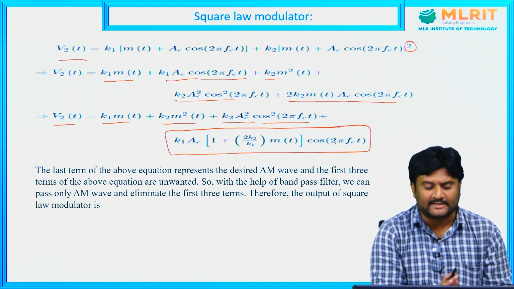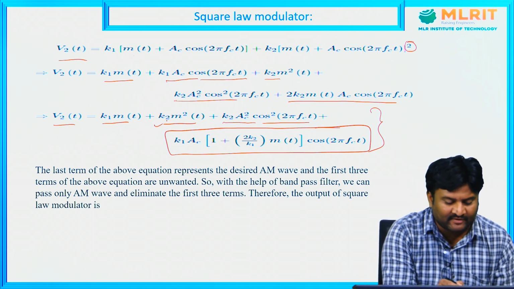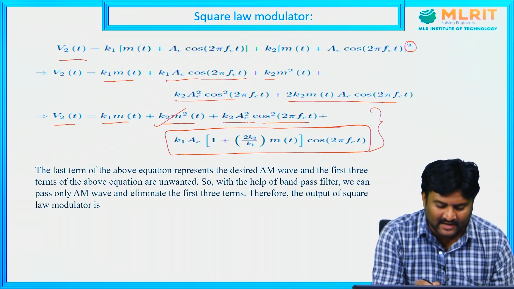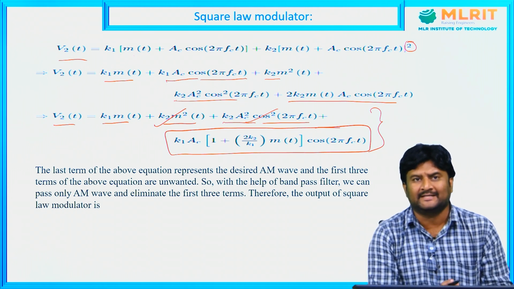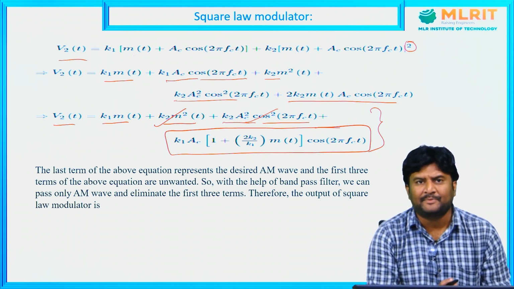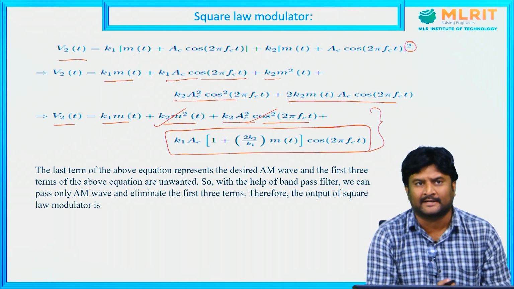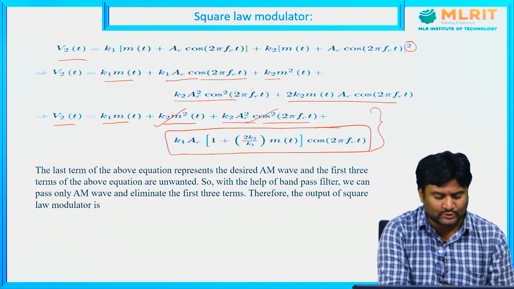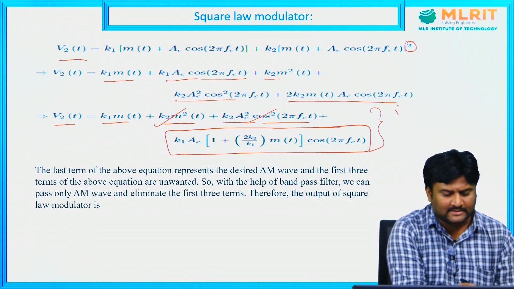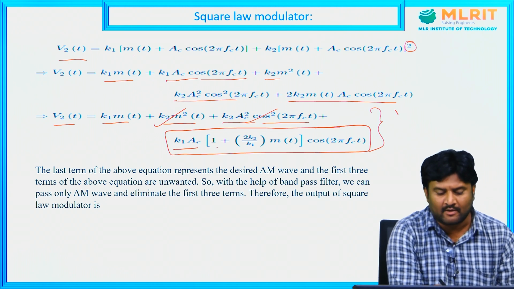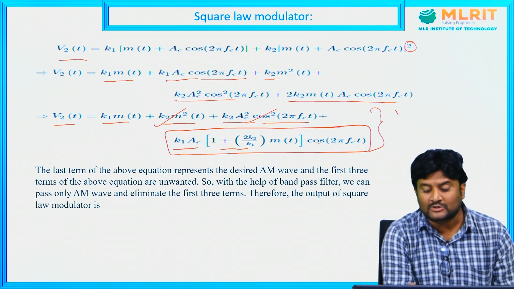Observe the entire equation of V2(t). This is a high frequency signal and this is also a very high frequency signal, but we need only the amplitude modulated signal. These high frequency signals can be neglected. Then what remains, observe everyone, is k1 Ac times (1 plus 2 into k2 by k1 m(t)) cos 2πfct.